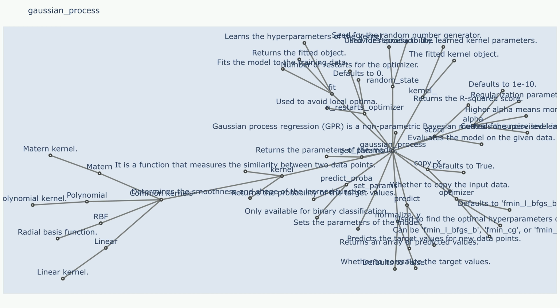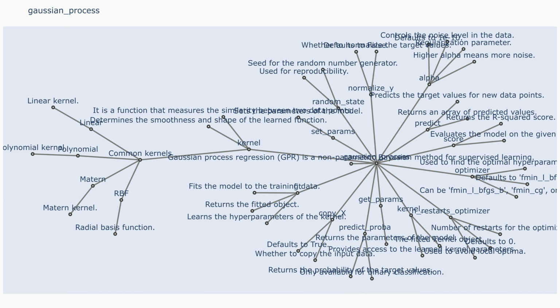A deep dive into scikit-learn's Gaussian process. What is a Gaussian process? In essence, a Gaussian process (GP) is a statistical model that defines a probability distribution over functions. Instead of modeling a single function, a GP models a whole family of functions.